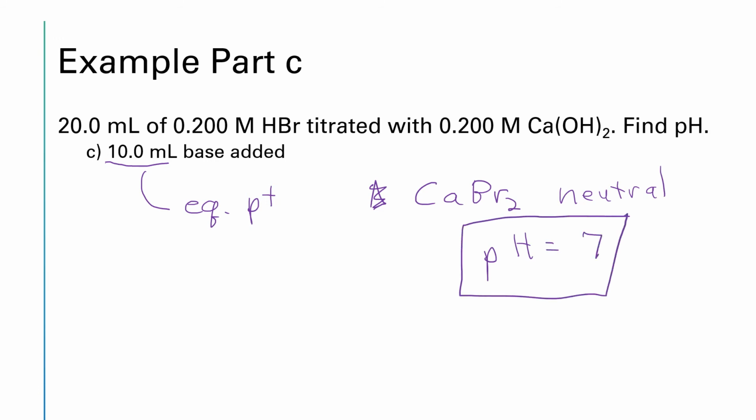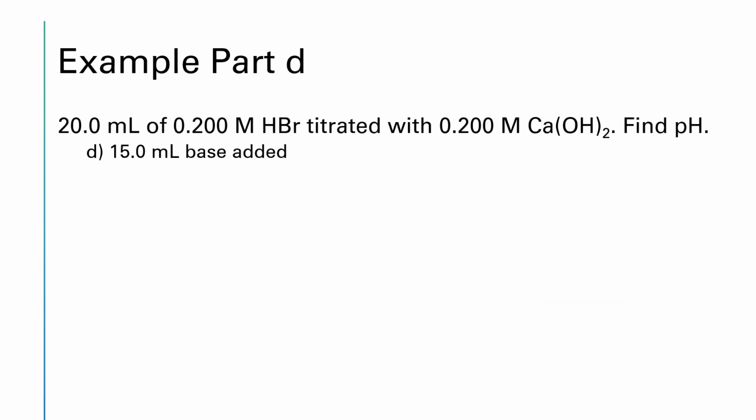All right, one more part. At 15 mils of base added, we are past the equivalence point. So this means that all acid has been converted to salt. So there's no acid present, and we are 5 milliliters past the equivalence point, and so that means that we have excess unreacted base. All right, so when we set up our ICF table, we should end up with a value for hydroxide ion, and then from that we can calculate our POH and then pH.